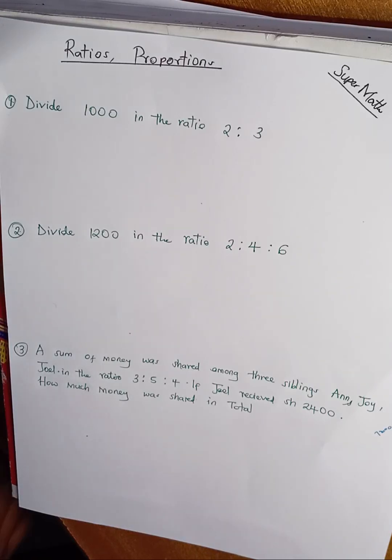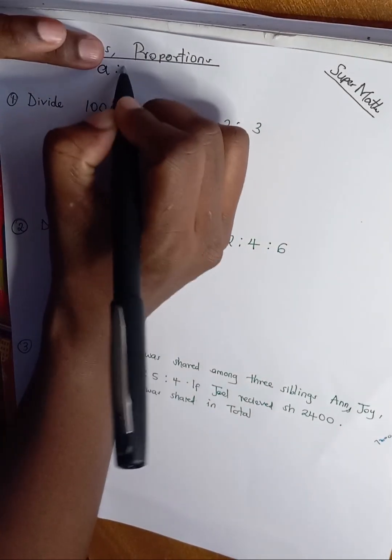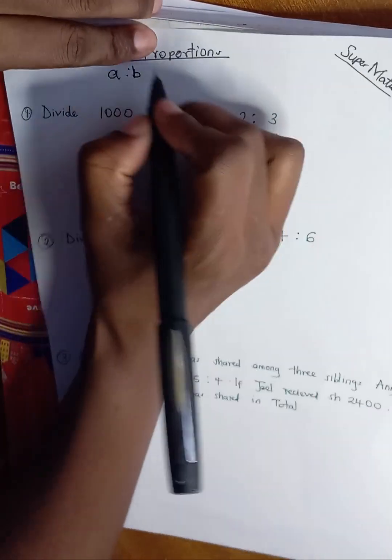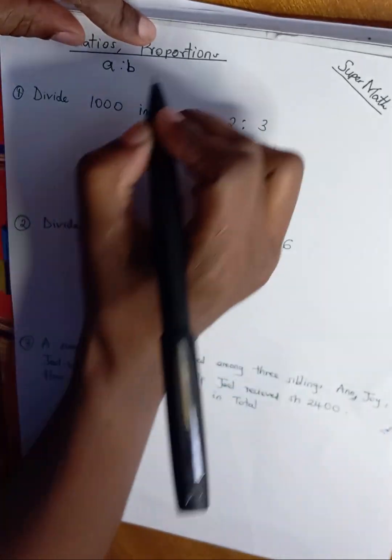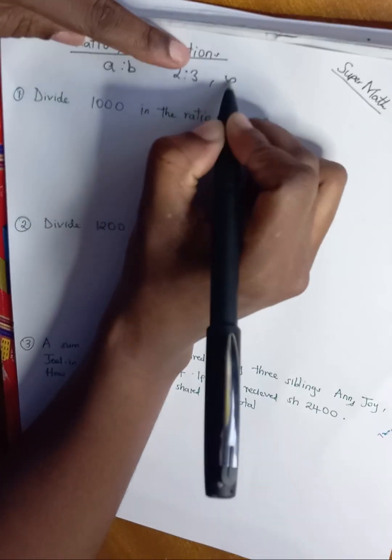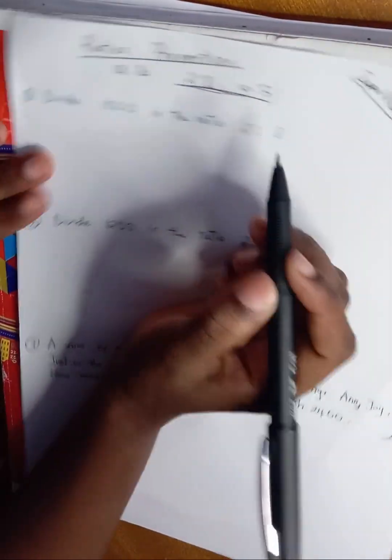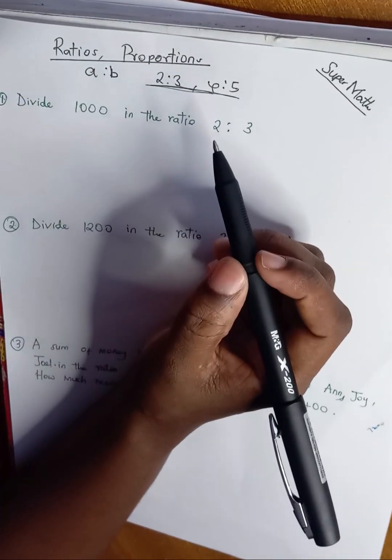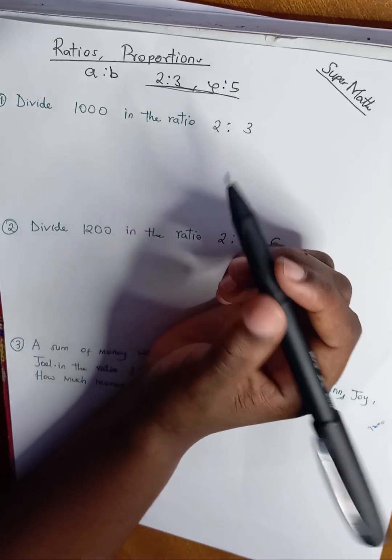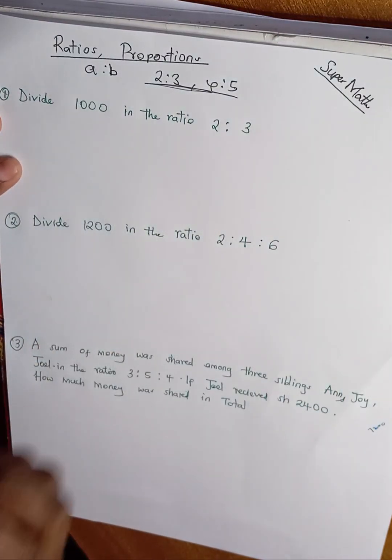Ratios are written in the form A is to B. For example, you can find a ratio written in the form 2 is to 3 or 4 is to 5. When you see something like this, that is what we mean by ratios, and proportions are in fraction form. We shall go straight to examples.